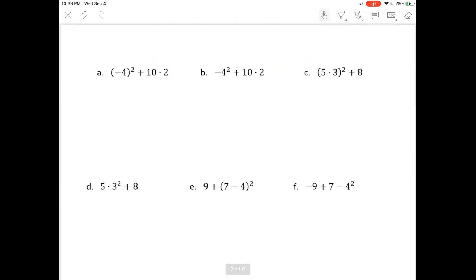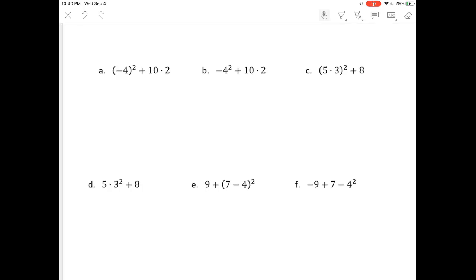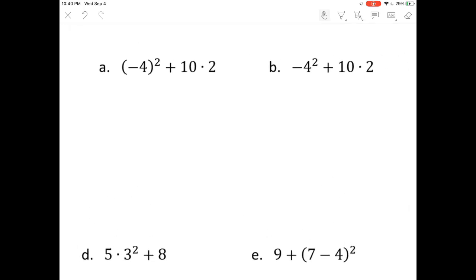So we've got these problems that you have glued into your notebook. We're only going to do the first 4 together, but I'll have the rest of them up on the video for you to copy in case you want it. I'll give you further instructions after we do the first 4 together. So take a look at A and B. Notice what's the only difference between them. Good, hopefully you said parentheses on A and no parentheses on B.